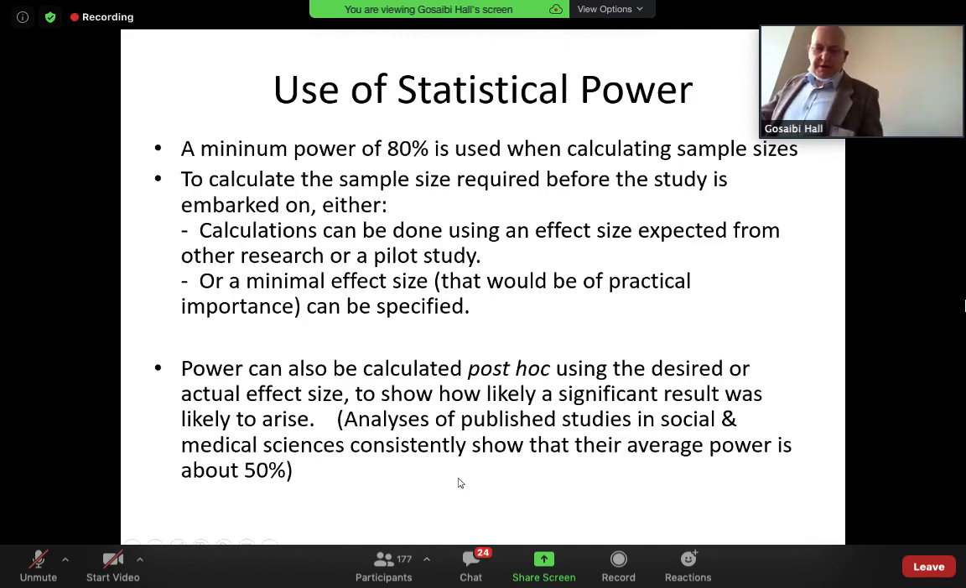They publish. It just happened that the mean that they obtained was higher than expected, or the variability was low. So average power should be much more than that. And as I say at the top of this slide, 80% is what we should be using. Okay.